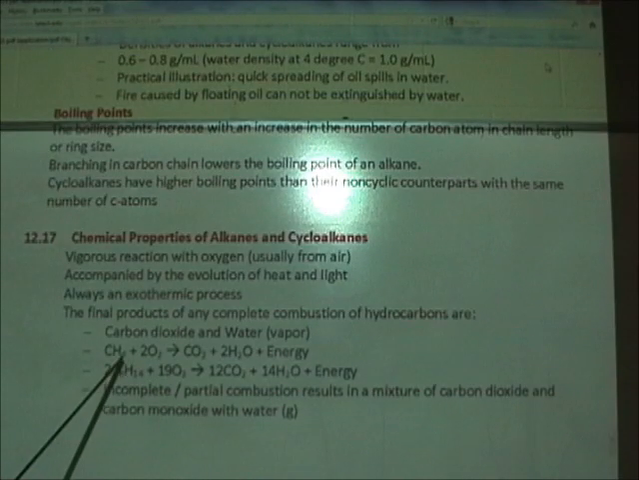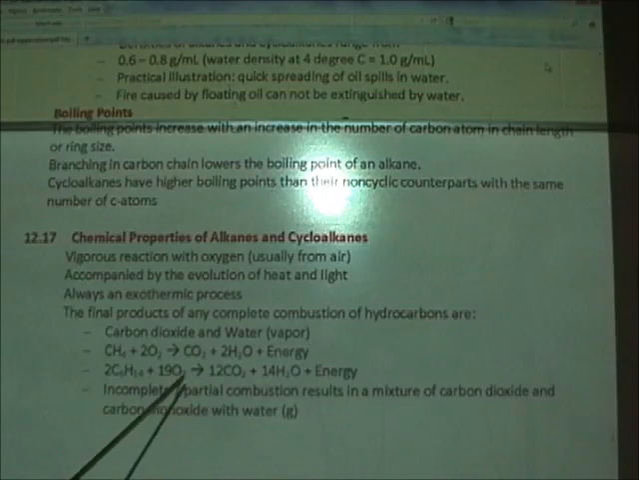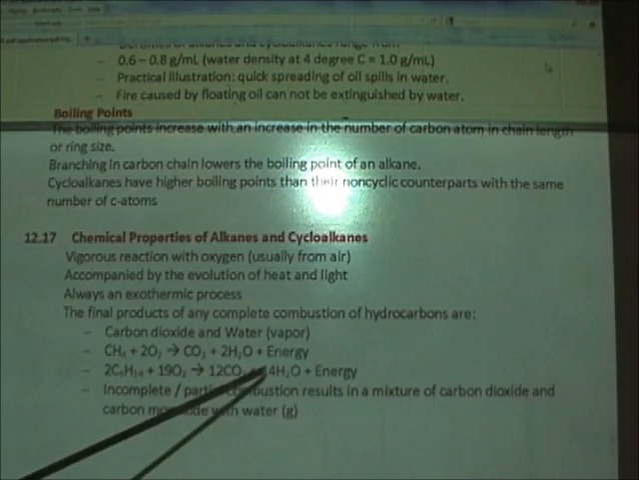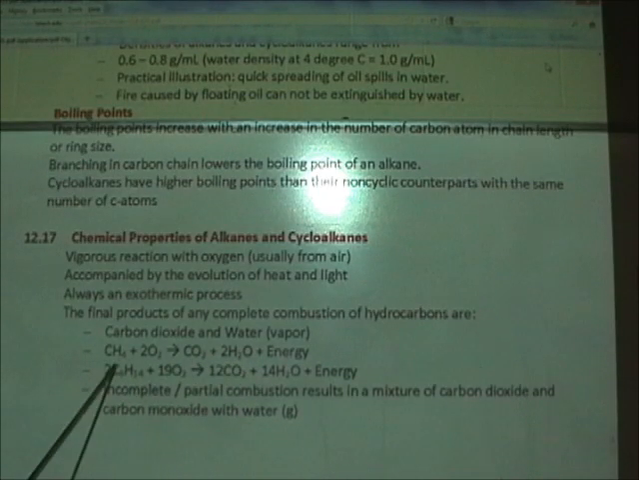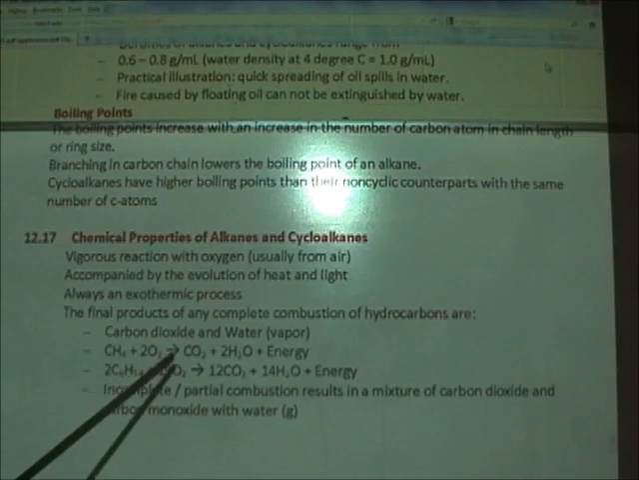Energy coming up. So what are the products? Carbon dioxide and water. So the amount of carbon dioxide and water is going to depend on the number of carbon atoms. You have to balance the equation. That's one reaction. We will be balancing a few reactions later, okay?